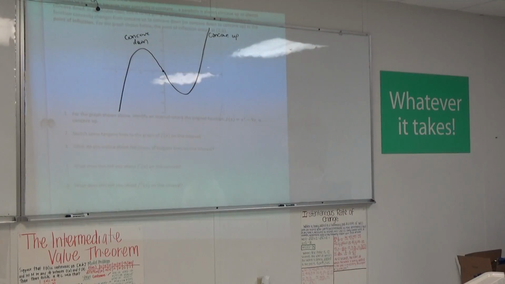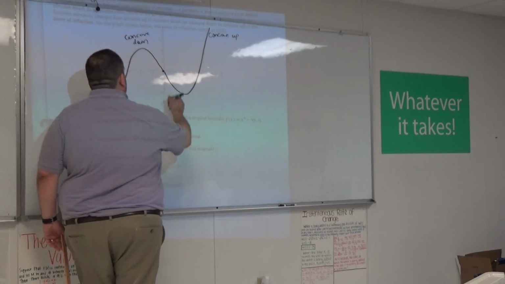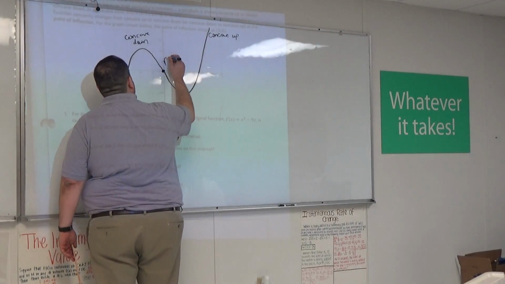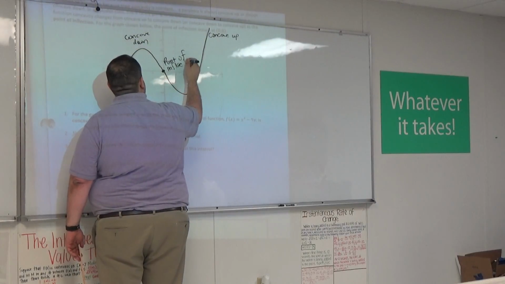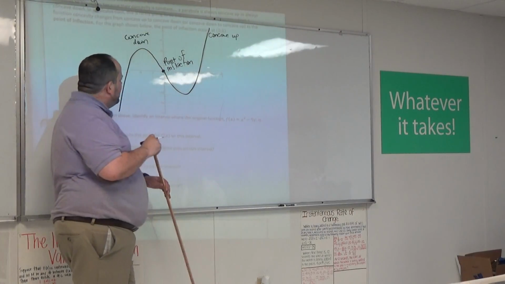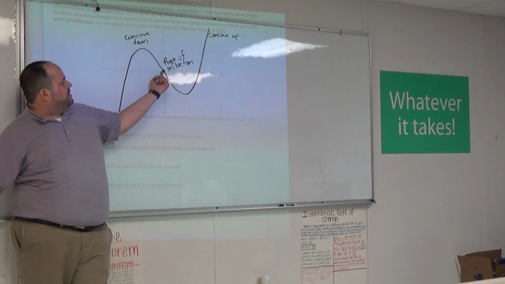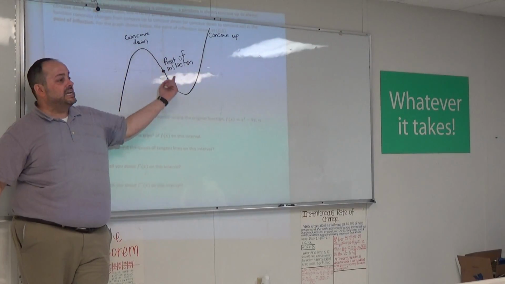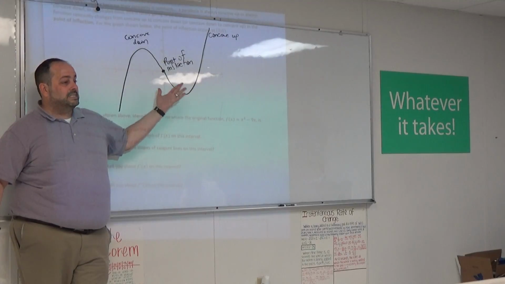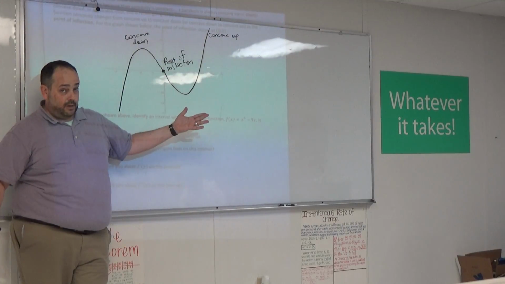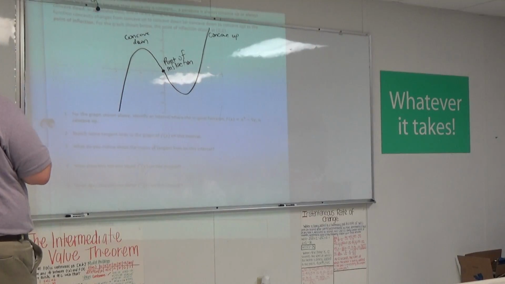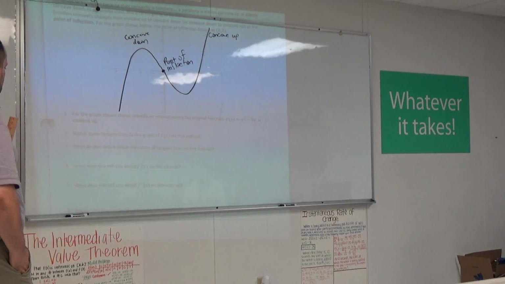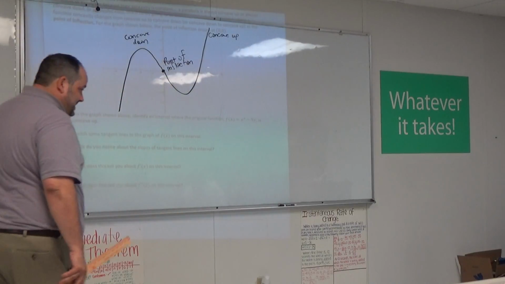Not point of infection, point of inflection. The point of inflection, I'm going to say, is right over here. Our working definition of point of inflection is where your graph changes from concave down to concave up, or concave up to concave down. Everybody okay? All right, for this first part of the activity, what I want to do is focus on the part of the graph that is concave down.